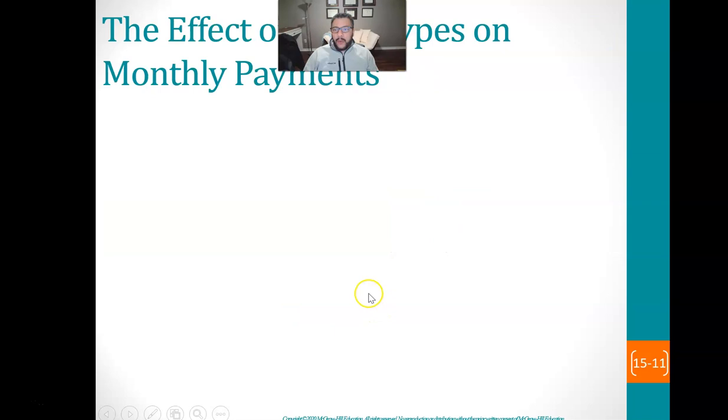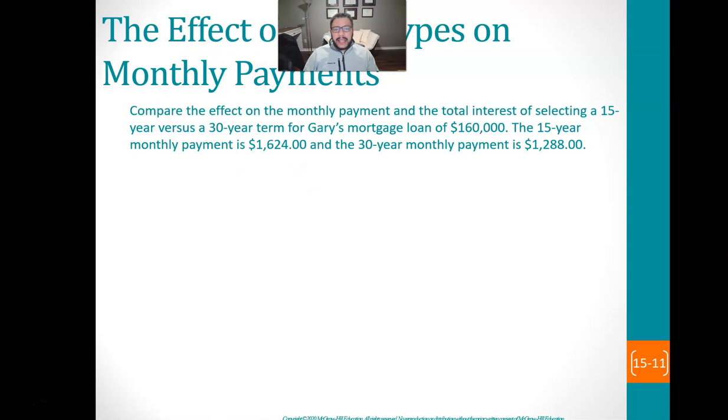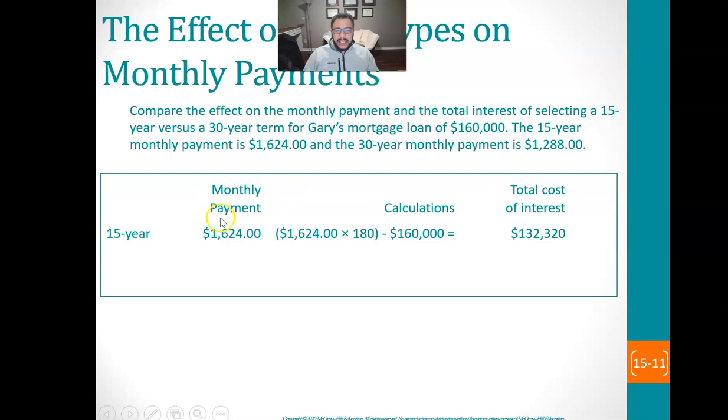So, what is the effect of loan types on your monthly payment? Well, look at this scenario, and this is what you have to be thinking if you're trying to be smart and you can afford things. So right here, this is a 15-year mortgage, same mortgage. The monthly principal and interest payment is 1624, so it's a little bit more. Hold on, monthly payment 1624. Okay, I see what they did. So the total cost of interest here is going to be 132,000 versus that 303,000 over 30 years.